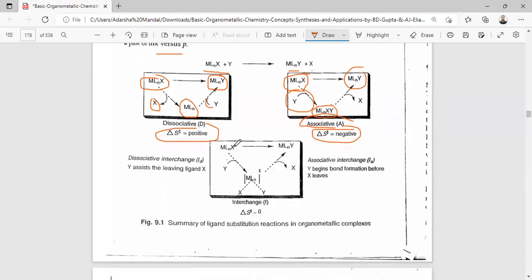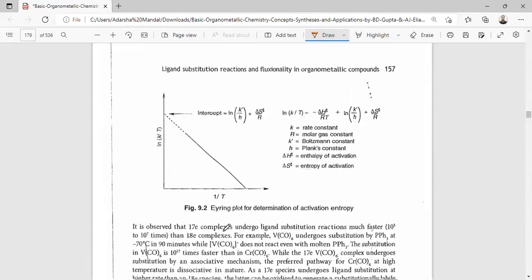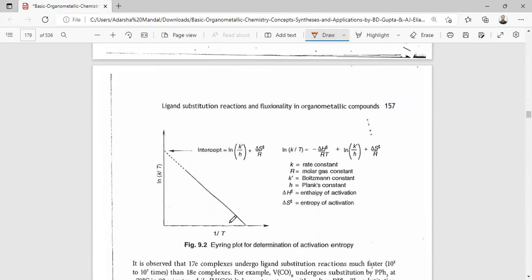And the interchange mechanism is where, with MLnX, first Y is attached. Here there is a transition state where bond breaking of MLn-X and bond making of MLn-Y happen simultaneously, then X departs to form MLnY. So this is the interchange mechanism, where ΔS is close to 0. Here is the Eyring plot for the determination of entropy, ln k/T versus 1/T, from which we can calculate the activation entropy.